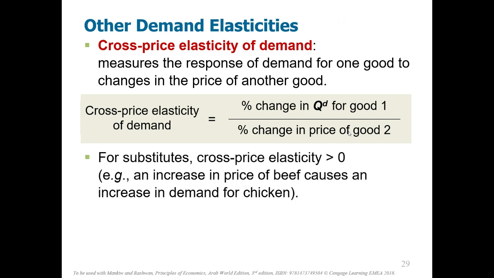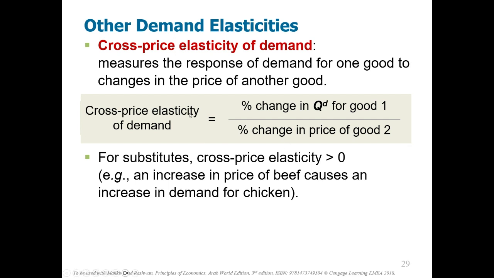So the idea is, let's say beef and chicken. If the price of beef goes up, you put the change in price of beef here, and the quantity of chicken is going to increase, right? Because beef and chicken are substitutes. So in that case, your cross price elasticity is going to be positive. Increase in price of beef leads to an increase in quantity for chicken. Positive, positive. So it's greater than 0. You can say they are substitutes. You understand what I'm trying to say?